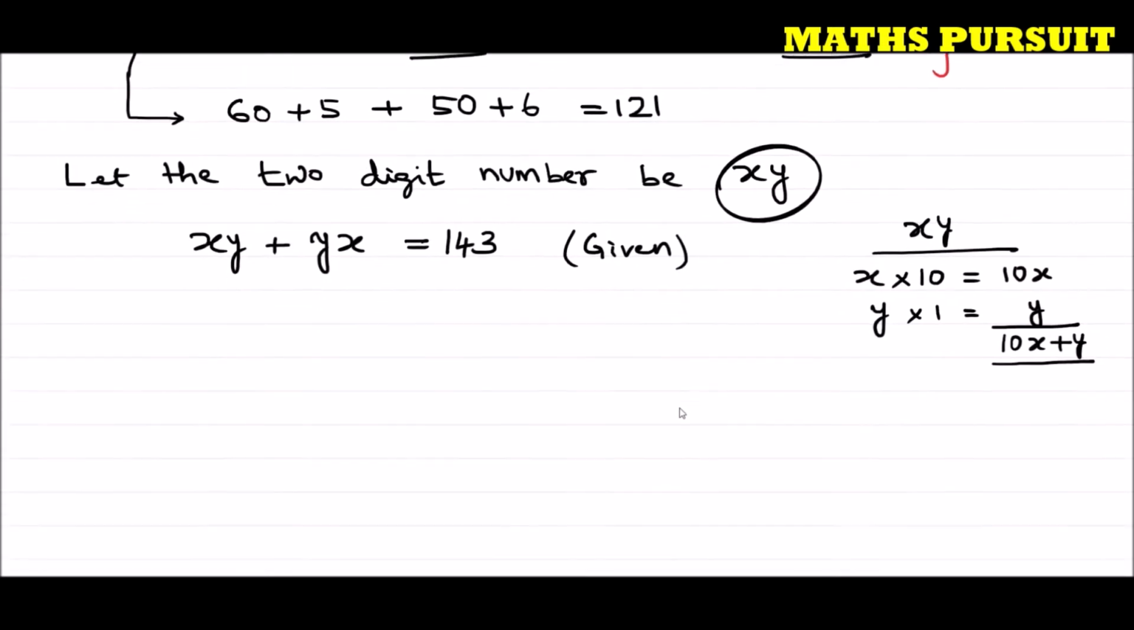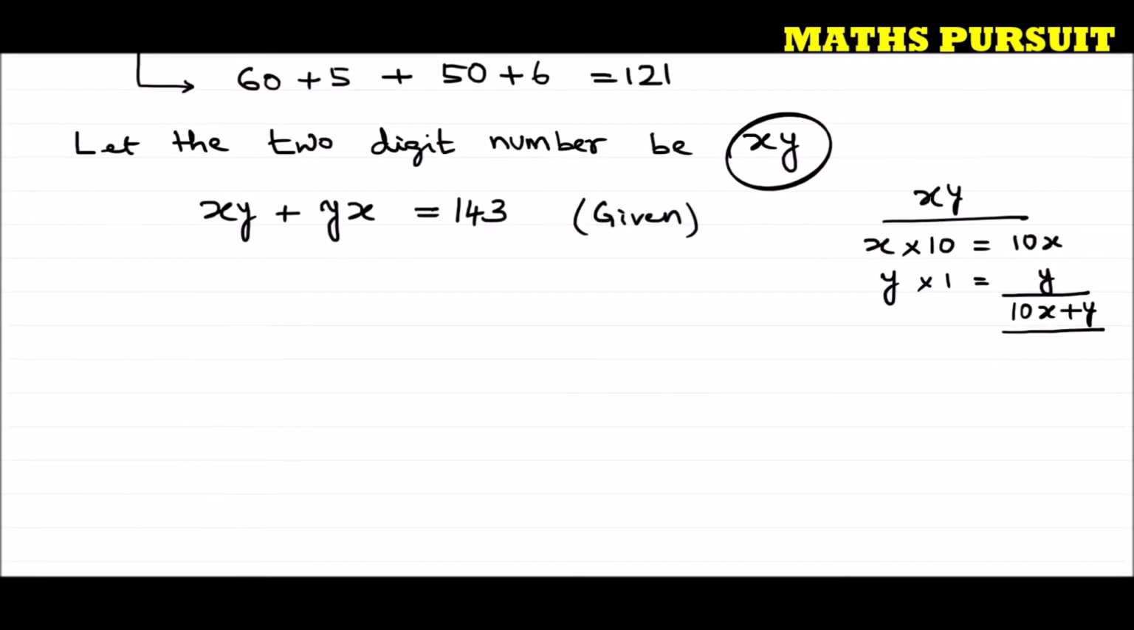Similarly, let us rewrite yx. Yx I can write as y into 10, that is equal to 10y, and x into 1, because x is in the units place, that is equal to x. So I am getting 10y plus x. Hope guys I am very clear what I am trying to explain.